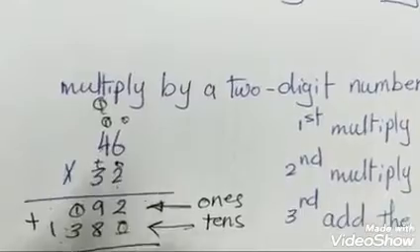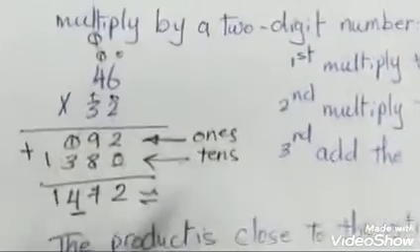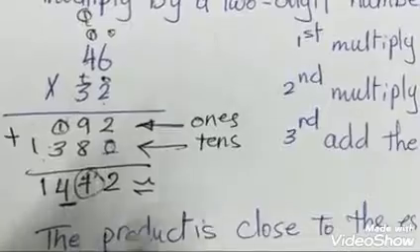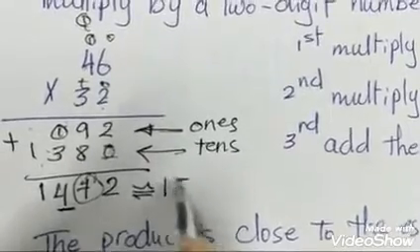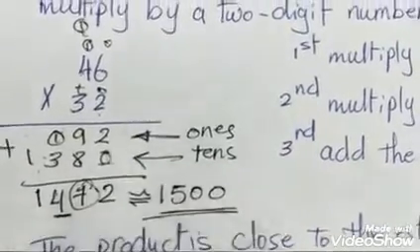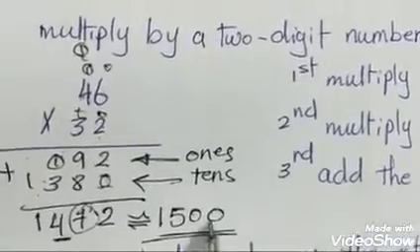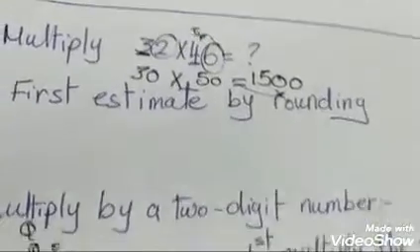If I round it to the nearest hundreds, this is the hundreds digit. 7 is a rich number, so it will be 1500. So the product is close to what I estimated at the beginning.